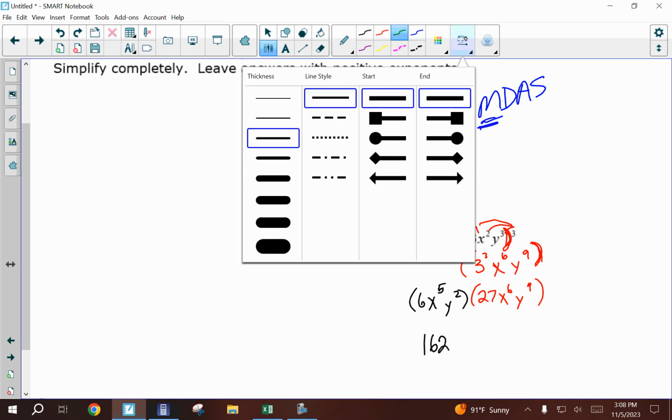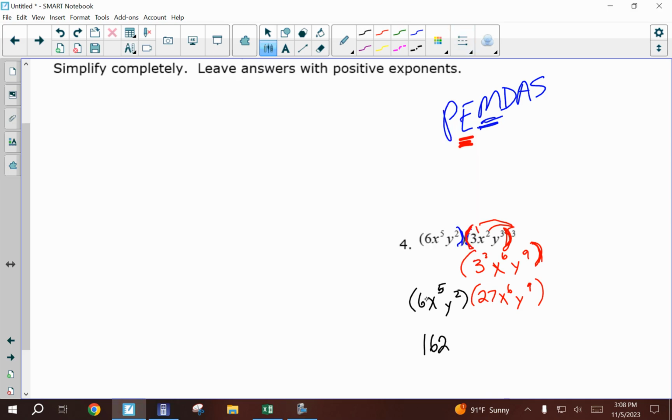And now because I'm going to multiply, and I have these repeating bases, so the repeating letters, that means I have to plus their exponents. So this is going to become x to the 11th power. Then same thing with the y's. I got y squared and y to the ninth. 2 plus 9 is 11 also, so this is also y to the 11th power.